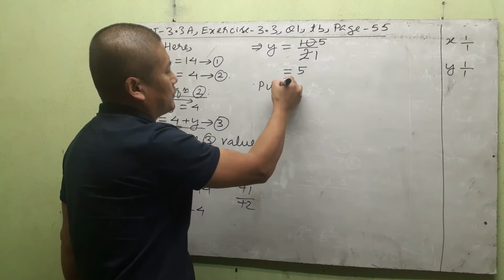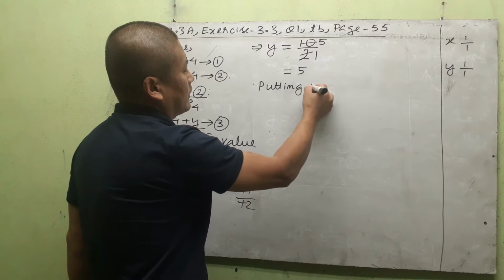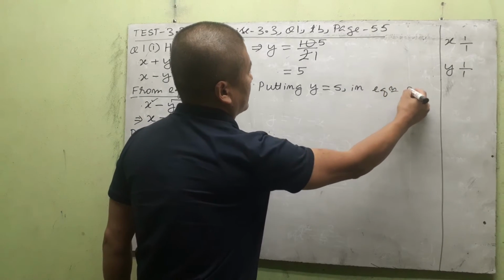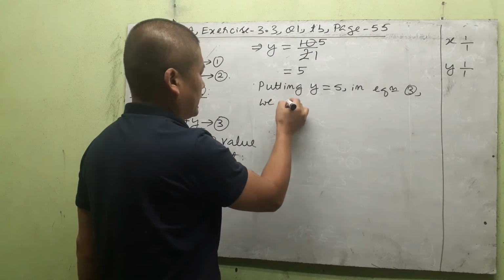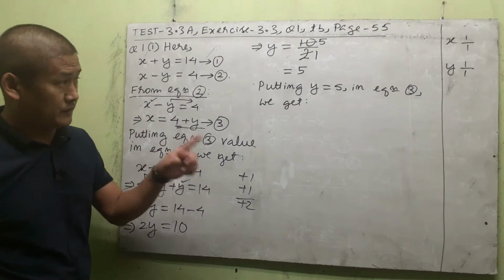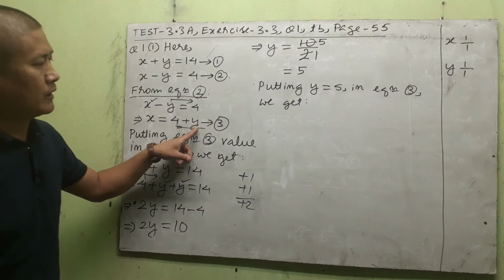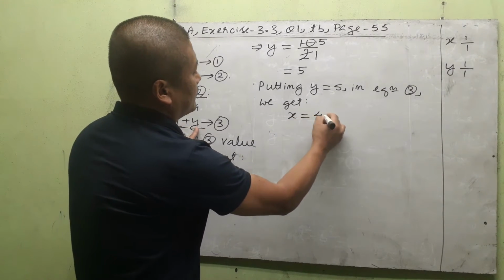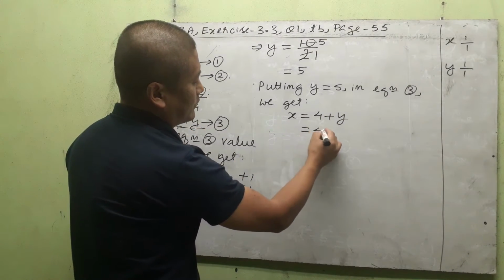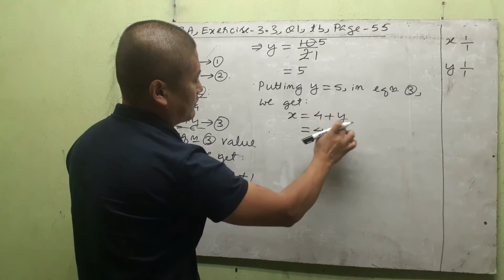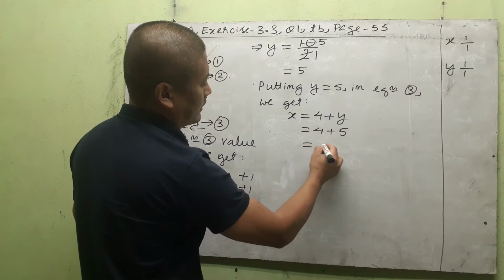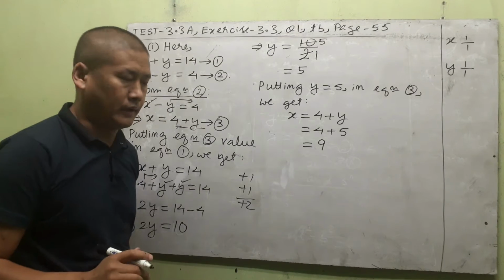Now to get the other value, putting this value y equal to 5 that we got just now in equation 3. The reason we're putting it in 3 is because 3 is already perfectly arranged to find x here: x equal to 4 plus y. So we're going to get x equal to 4 plus y. That is exactly equation 3. So putting y equal to 5 inside this equation 3 means 5 will replace the y. So 4 plus 5 is 9, right?